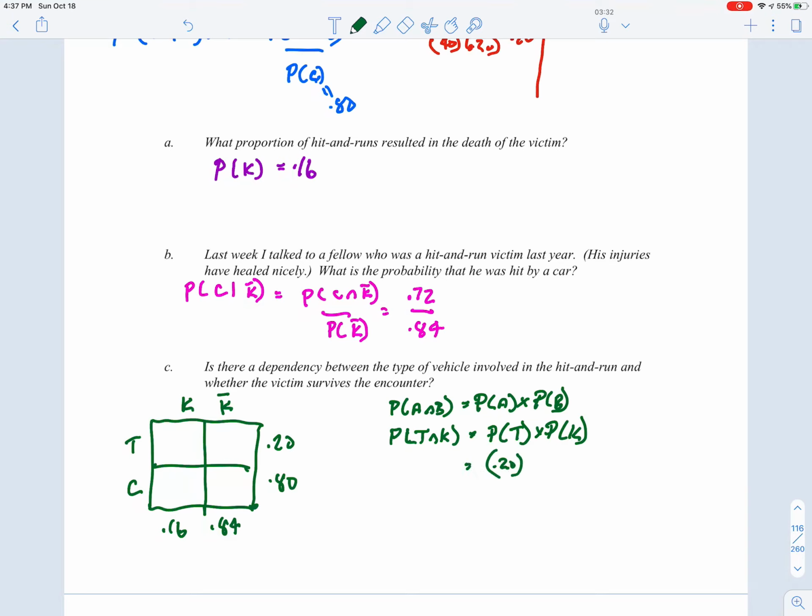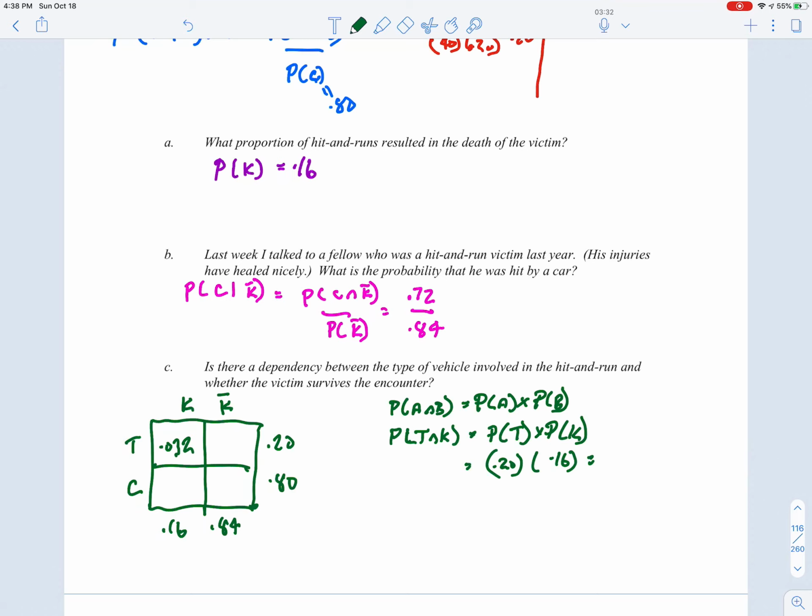So probability of T is 0.2. Probability of K is 0.16. So it's going to be 0.2 times 0.16 is going to be 0.036. 0.032. How's that? That's better. Okay. 0.032.